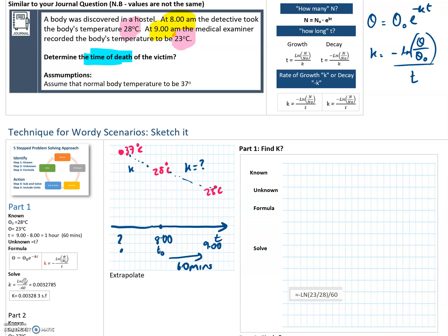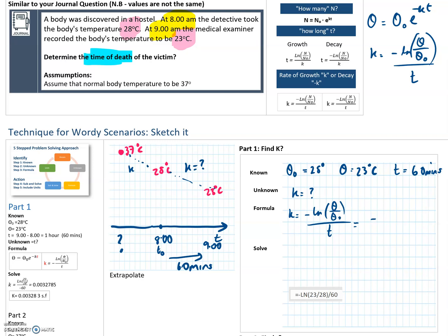So what we know is that the original temperature of the body was 28 degrees. And we know that theta, when somebody came to find the body an hour later, was 23 degrees Celsius. And we know that the time was 1 hour, which is 60 minutes. What we're trying to find here is K. So we're trying to find the constant cooling rate of the body. We know our formula is going to be K equals the negative log of the temperature that it was found at divided by the original temperature, all over the time. And we can substitute directly into this equation.